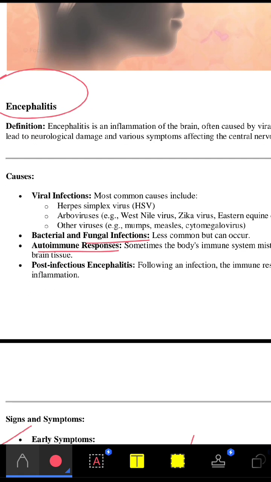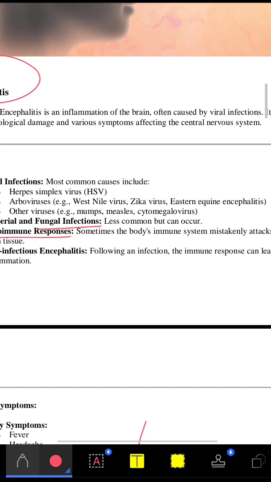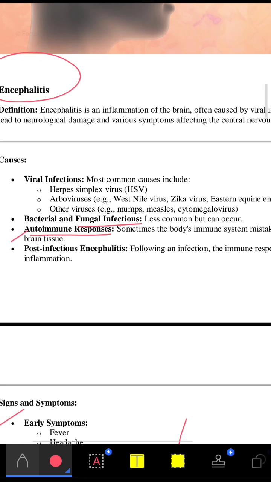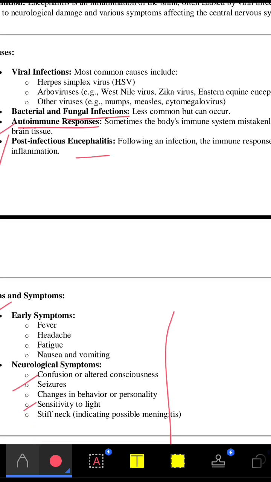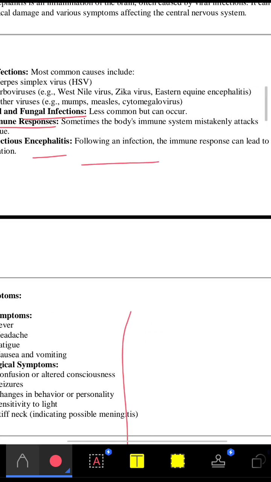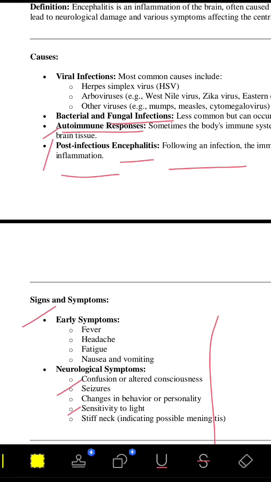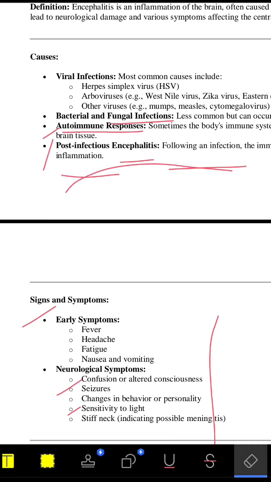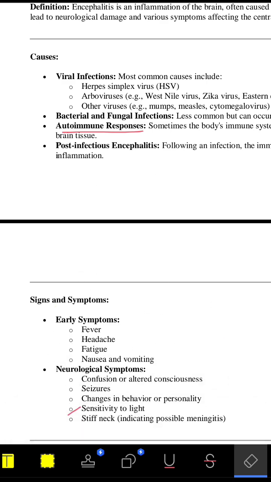And the next cause is autoimmune response. Sometimes the body's immune system mistakenly attacks the brain tissue. And next is post-infectious encephalitis. Following an infection, the immune response can lead to inflammation. So these are the main causes of encephalitis.